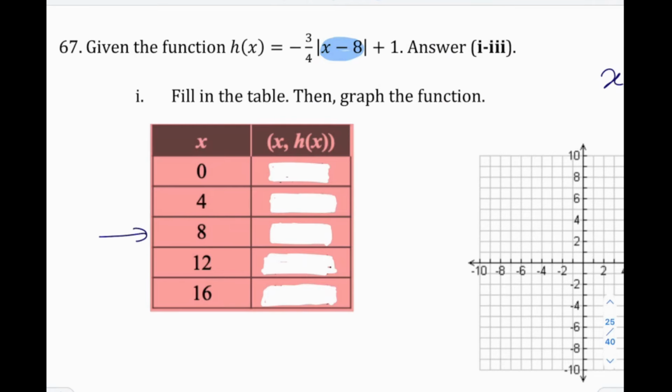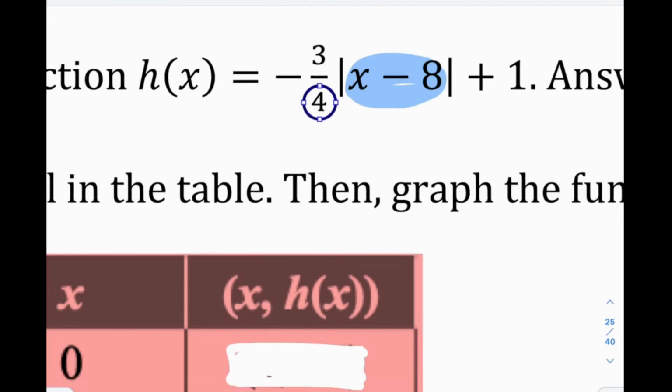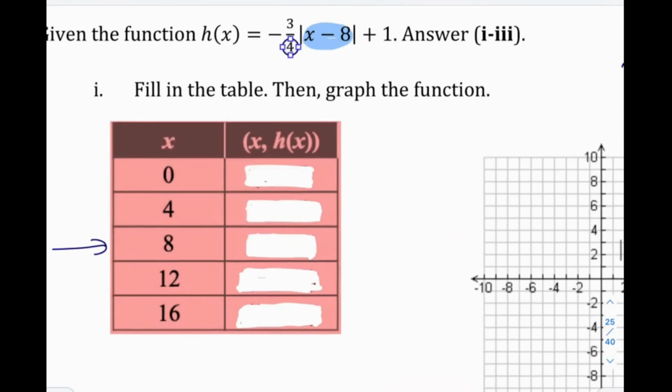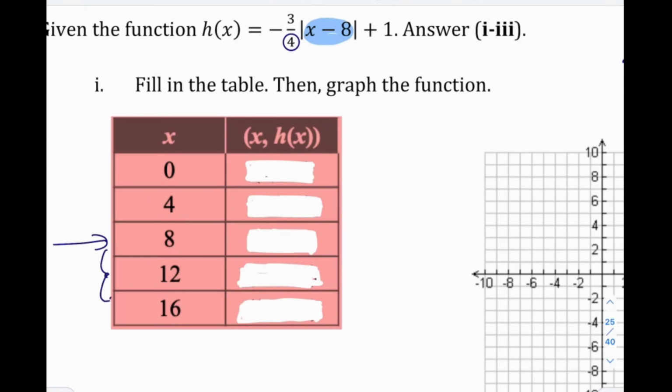But why are we choosing 4 and 0? Because here there is a denominator 4. And if you choose numbers that are not multiples of 4, you will end up with fractions. And as you know, it's difficult to graph points with fractions on the coordinate plane. So that's why we will choose multiples of 4. And 2 points before, 4, 0, 2 points above, 12 and 16 are good.